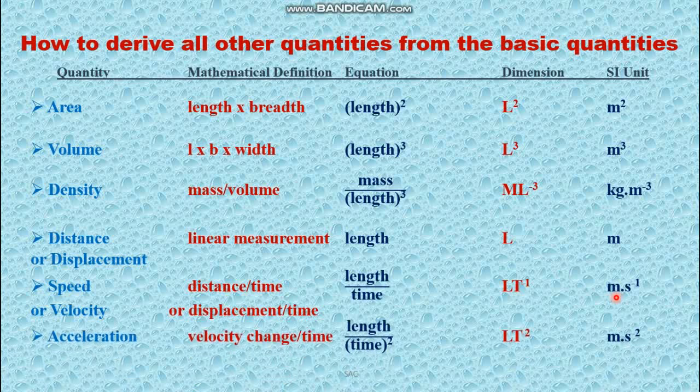Now, acceleration, the rate of change in velocity with time. So when velocity change is divided by time, then you will get the definition of acceleration. So how is it represented by means of an equation? It is represented by length by time squared. So the symbolic presentation of the dimension is L over T squared, or L T square inversed. So the corresponding SI unit should be meter per second square. That means m s to the power minus 2.